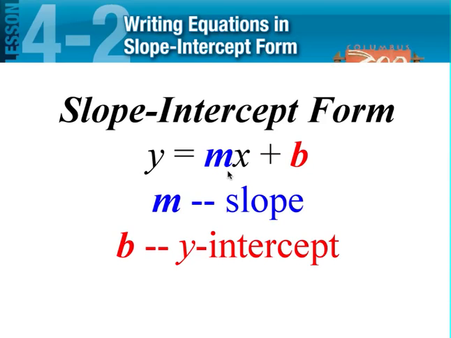Writing equations in slope-intercept form. So what we did is we graphed equations in slope-intercept form a couple of days ago. And today we're going to actually write equations in slope-intercept form. So this is a review. You should already have this in your notes. Slope-intercept form, y equals mx plus b. Remember, m is the slope and b is the y-intercept.